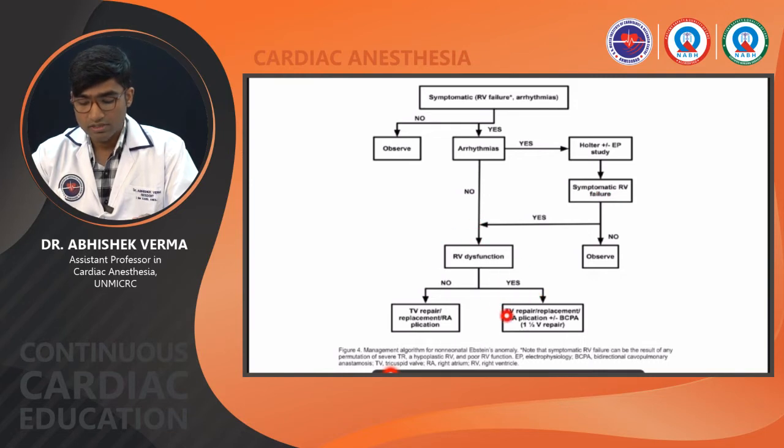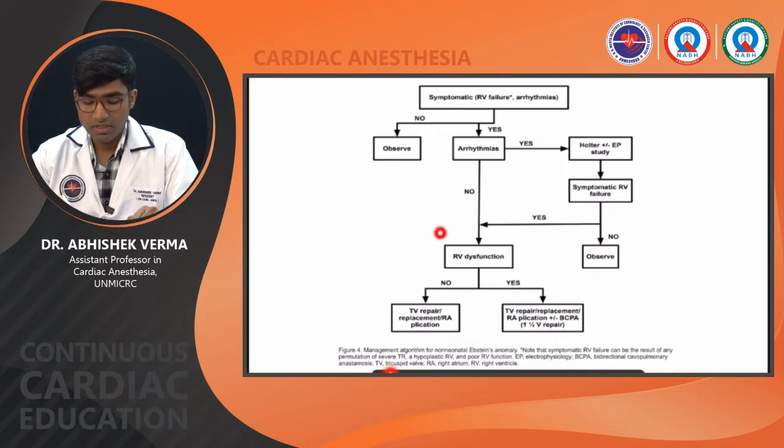We do the tricuspid valve repair or replacement or bicuspid pulmonary anastomosis. And if RV dysfunction is not present, then we can proceed with the tricuspid valve repair or replacement. So depending upon the RV function, we decide whether we can go with the repair or replacement or BCPA, or you can say 1.5 ventricle repair.